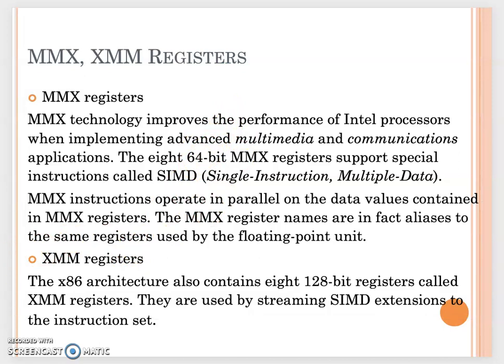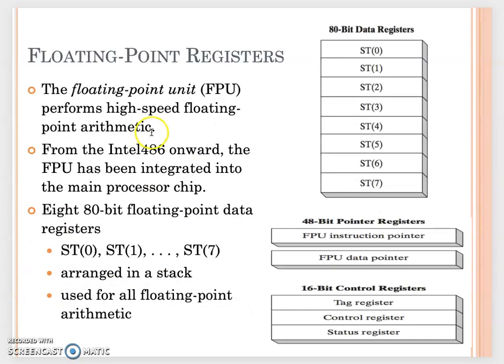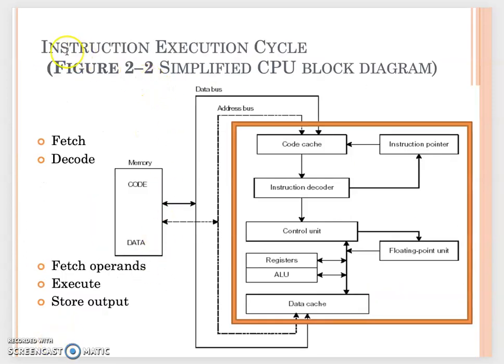Finally, at the end of this video, I want to talk about the floating point registers. Remember when we talked about the instruction execution cycle, the register control unit is in the CPU, but the floating point unit is also in the CPU. The ALU focuses on the arithmetic logic unit, which means integer calculation: addition, subtraction, multiplication, division. If you have a decimal number, we need to use the floating point unit to process the calculation.